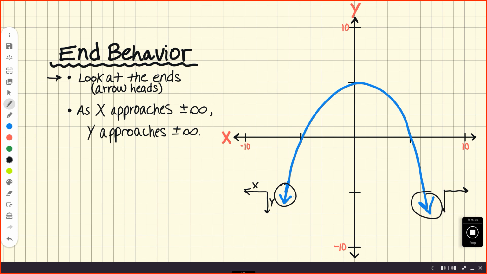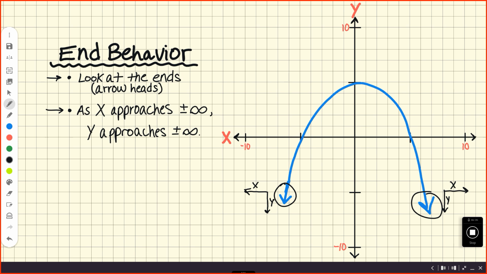The other arrowhead, I'm going down, but I'm also going to the right. So the way we say that is right here. As x approaches, and I wrote positive and negative infinity, because we have to choose if it's going to be positive or negative for both. But this is how it's said, probably not written, right? So we have shorthand writing for this.